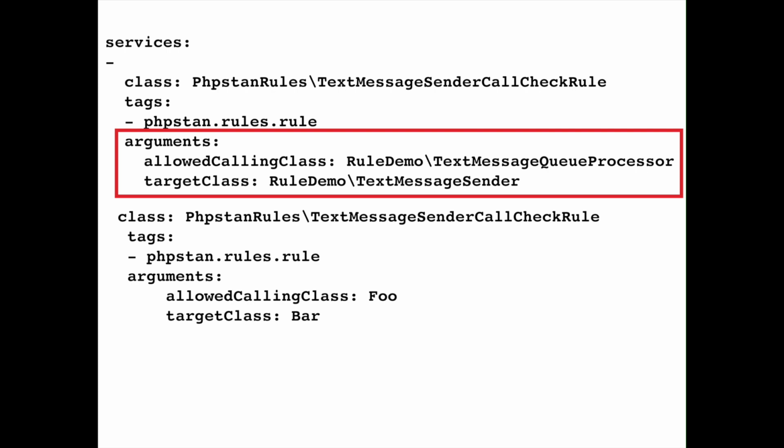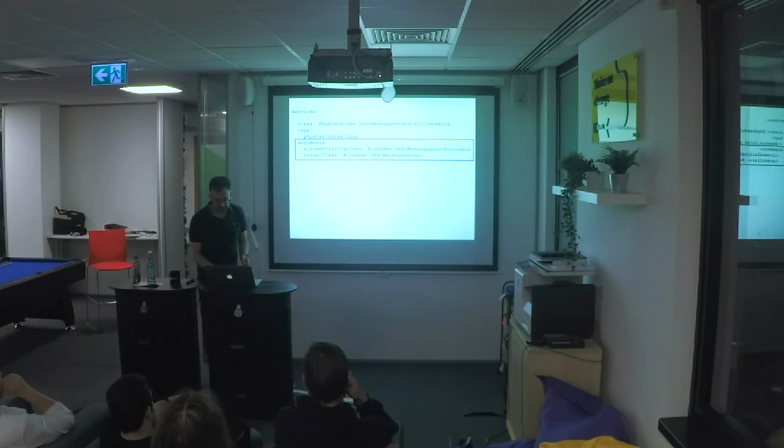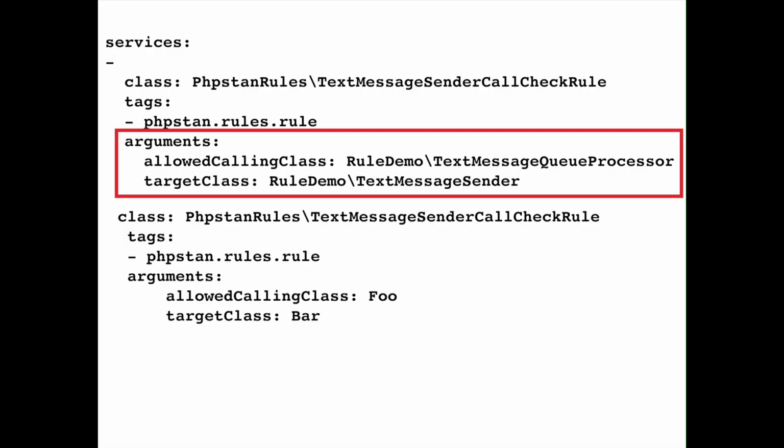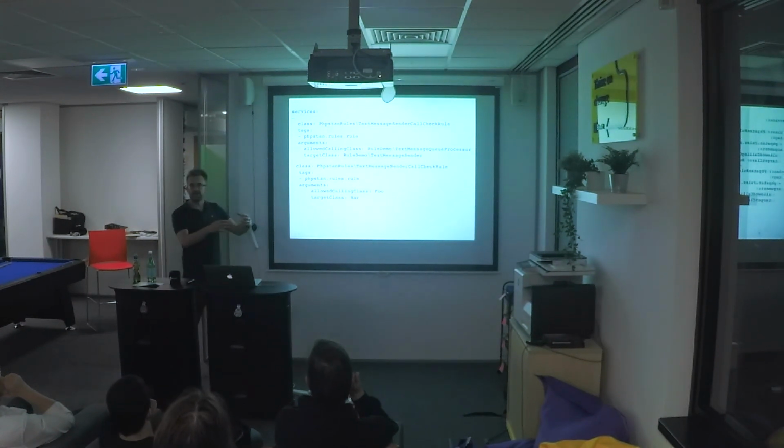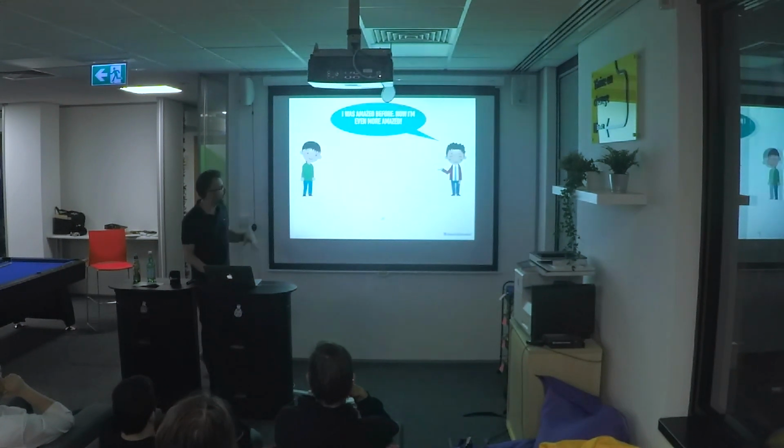And that means if you want to add a second rule for a different combination of things, we just copy that down and we say allowed calling class foo and bar. So now we've removed any of the hard-coded things, and we've made a rule that is a lot more flexible to whatever your needs are. Okay, so this might be useful on your projects. So hopefully you were amazed before, but now you're even more amazed.